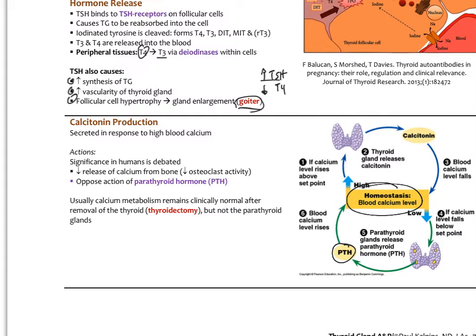Usually the calcium metabolism remains clinically normal after removal of the thyroid gland, and that is called a thyroidectomy. But if you were to remove the parathyroid glands, you're going to have severe effects on calcium metabolism, and that's why we don't think calcitonin has as much of a physiologic role as parathyroid hormone. One of the effects that we know calcitonin has to remove calcium from the blood is to increase the activity of osteoblasts. So osteoblasts are the cells in the bone that make new bone, and the osteoclasts are the cells that break the bone down. So calcitonin decreases osteoclast activity, most likely upregulates osteoblasts, and that's what gets the calcium more fixed into the bone. So that's a little bit on calcitonin production and secretion.